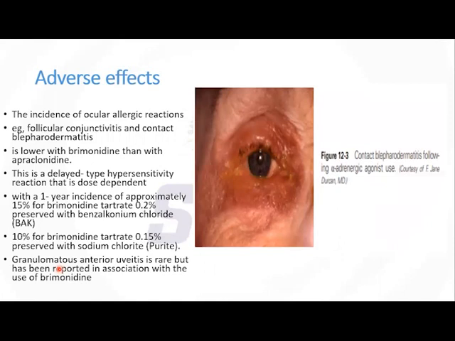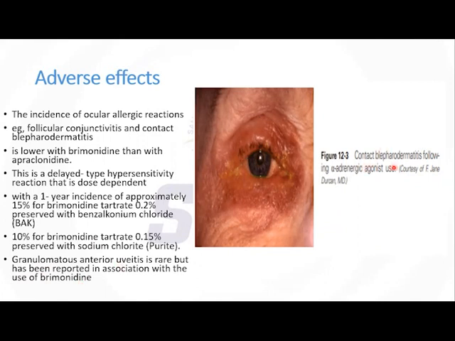Then adverse effects. The incidence of ocular allergic reactions like follicular conjunctivitis and contact blepharodermatitis is lower with brimonidine than with apraclonidine. This is a delayed type of hypersensitivity reaction, and this is dose dependent also. With a 1 year incidence of approximately 15% for brimonidine tartrate 0.2% preserved with benzalkonium chloride, 10% for brimonidine tartrate 0.15% preserved with sodium chlorite. Granulomatous anterior uveitis is rare but has been reported in association with the use of brimonidine.